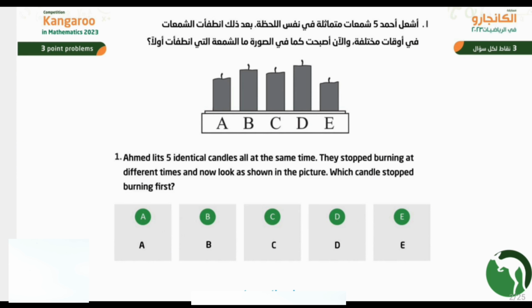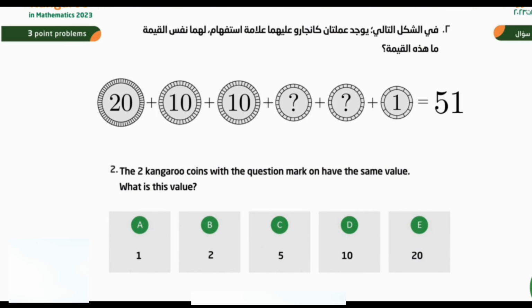So the candle that will stop burning first is the candle that has the longest height. So which of these candles has the longest height, the longest one? So D here is the longest one. So this one stopped burning first and D is the correct answer.